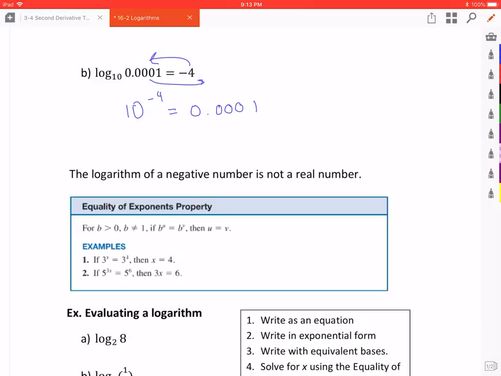Now it is important to note that the log of a negative number is not a real number. So if we got a problem that says we're taking the log of a negative, what that would mean is that it's a no solution or no real solution.